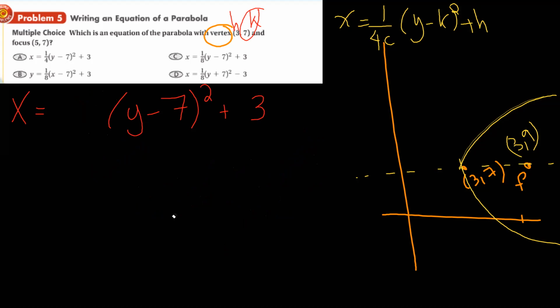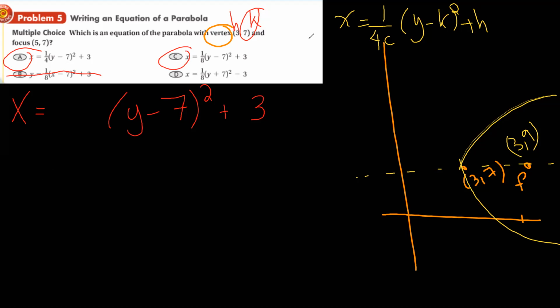I want now to find c. So from here now, a, it will not work. Y, it will not work because I'm talking about now horizontal. It could be x or c or a. So now I limited my choices to be a or c now.